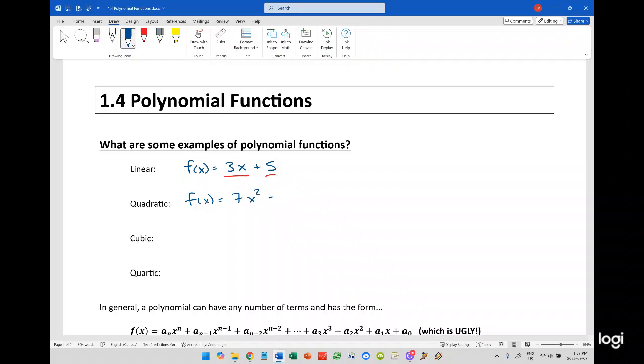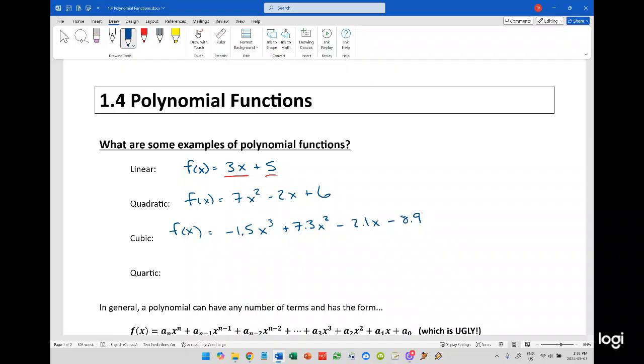Quadratic, very similar, except this time we're going to have some x squared term. 7x squared minus 2x plus 6 would be a perfectly valid quadratic. Cubic, we can keep going here. And the numbers I choose are completely irrelevant. They don't matter. I'm going to put some negatives and decimals in here just for fun. Negative 1.5x cubed plus 7.3x squared minus 2.1x minus 8.9.